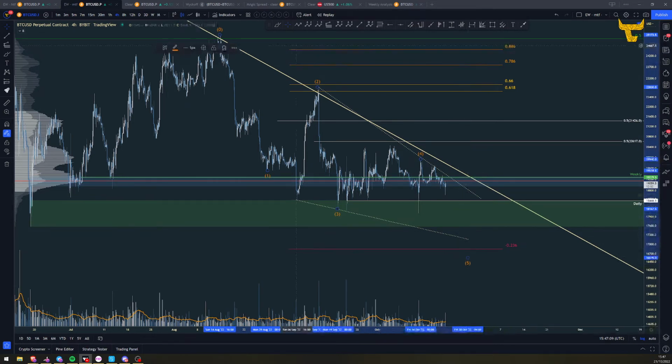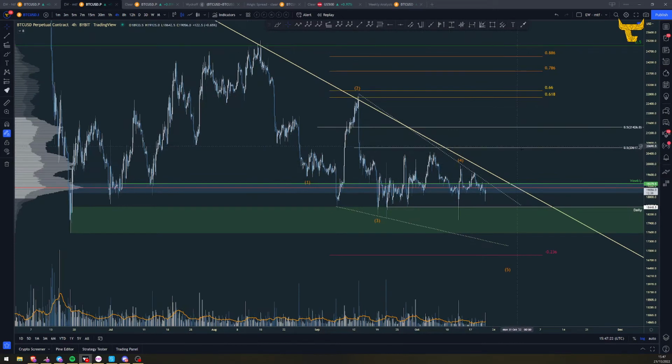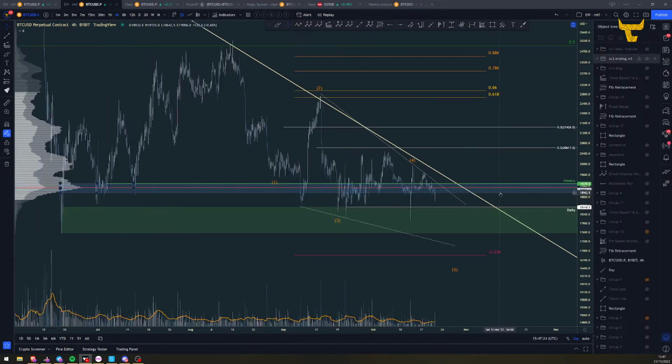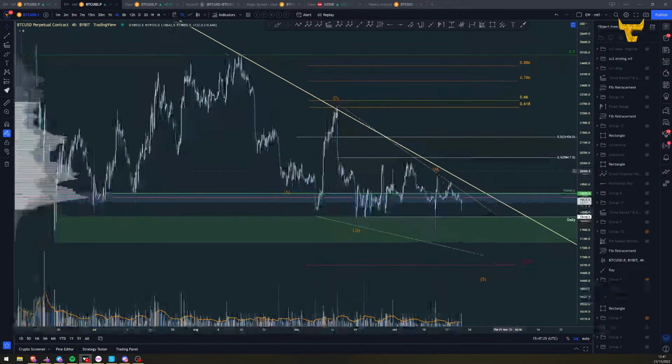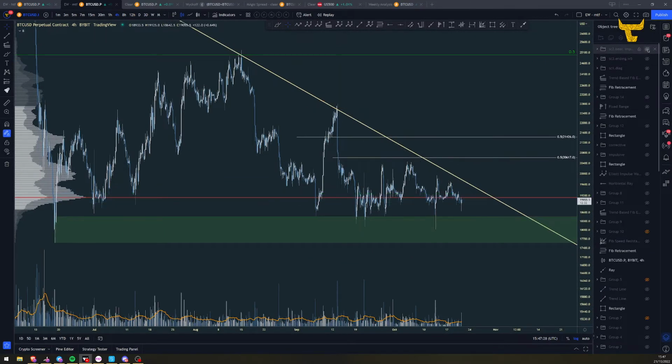So a bit of capitulation here as we might be taking supply below June low. Ideally, that's what I want to see. That makes the most sense here for my count locally. Nothing new here.